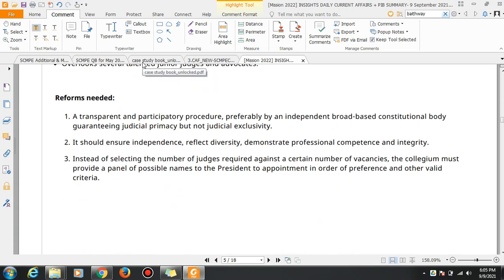Reforms needed: a transparent and participatory procedure by an independent, broad-based constitutional body, but not judicial exclusivity. It should ensure independence, reflect diversity, and demonstrate professional competency and integrity.